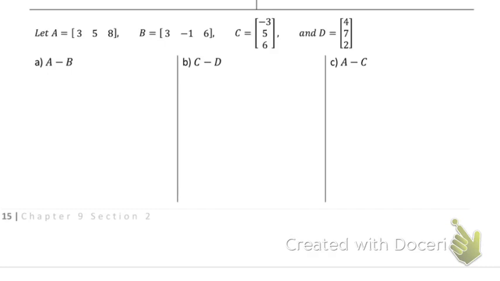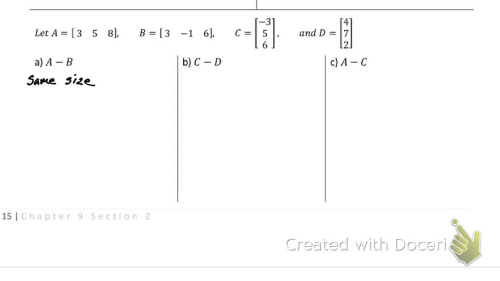So this one says do A minus B. So we're going to take A and B. And the first thing I'm going to do is make sure they're the same size. If they're the same size, you are allowed to subtract them. Well, A is a 1 by 3. B is a 1 by 3, so they're the same size, so that means you can actually do the math.